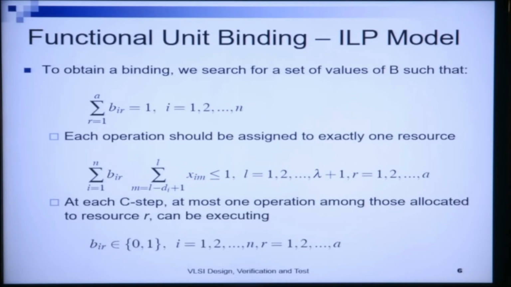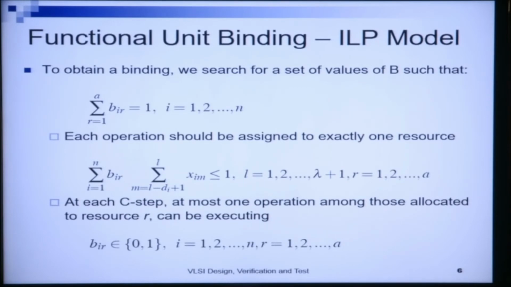The resource can either be idle at that time step or can execute at most one operation. It cannot execute multiple operations at the same time. A single resource cannot execute multiple operations at the same time. So, this is what this constraint restricts.